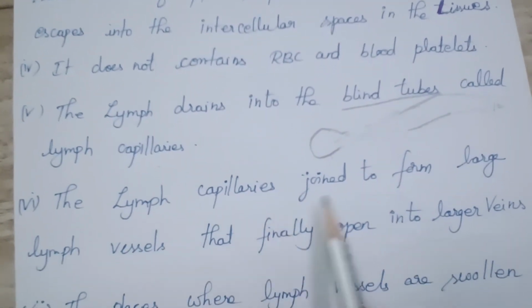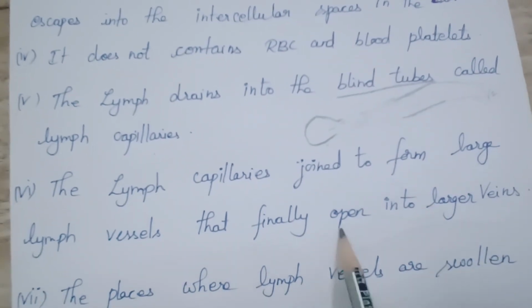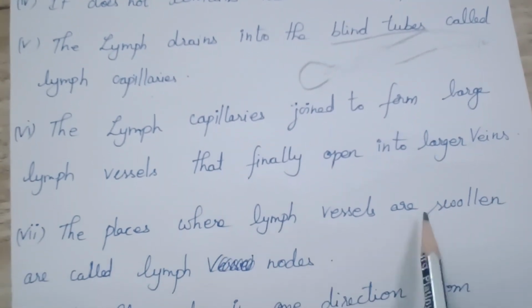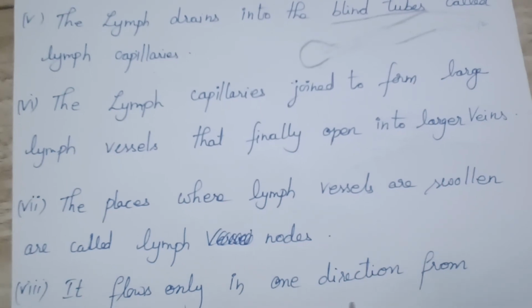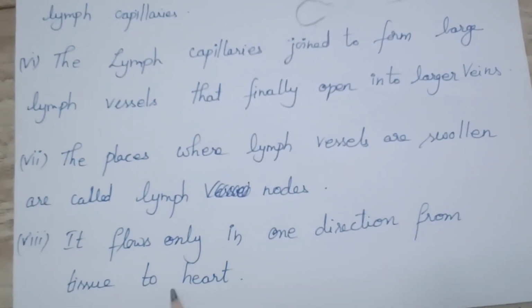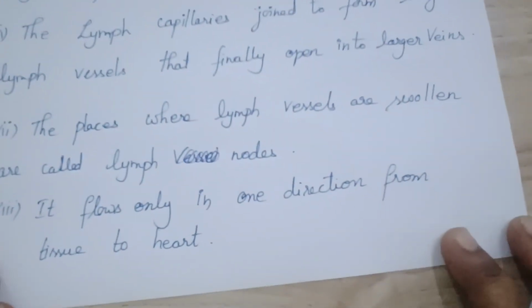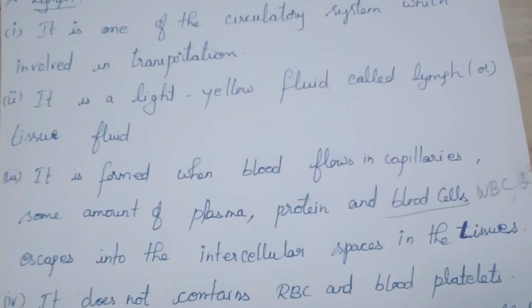Okay, the lymph capillaries join to form a large lymph vessel that finally opens into larger veins. Next one, the places where lymph vessels are swollen are called lymph nodes. They fight against the microorganism, right? It flows only in one direction, from tissue to heart, right? It flows only in one direction from tissue to heart, because it is formed in the tissue bed only, right? This is your lymph. Okay, I hope you understand.